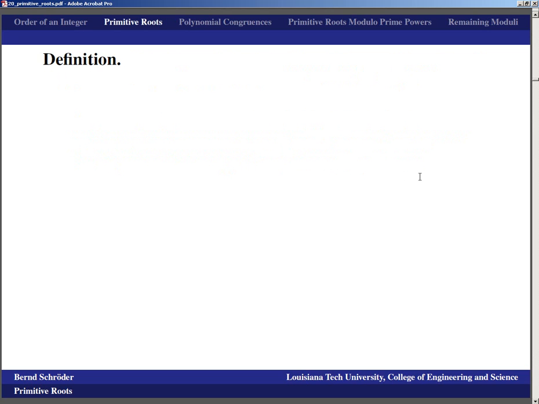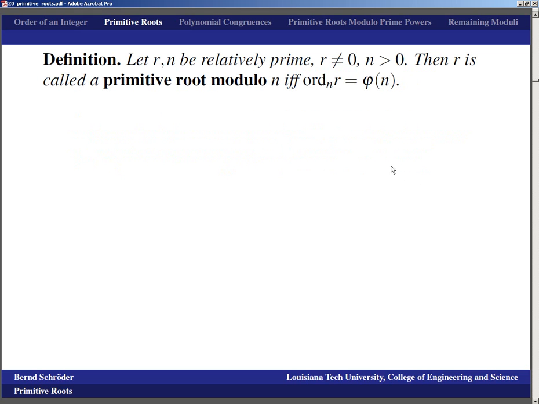Okay, now we can define and talk about primitive roots. If r and n are relatively prime, r is not equal to 0, n is greater than 0, then we call r a primitive root modulo n if and only if the order of r modulo n is phi of n. So the order of r is as large as possible.